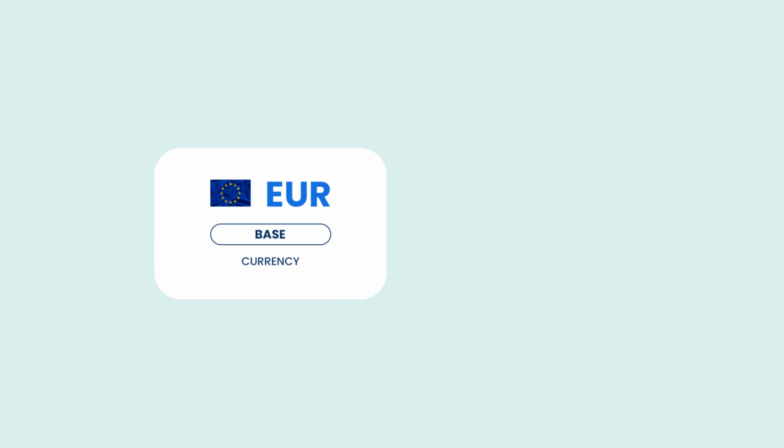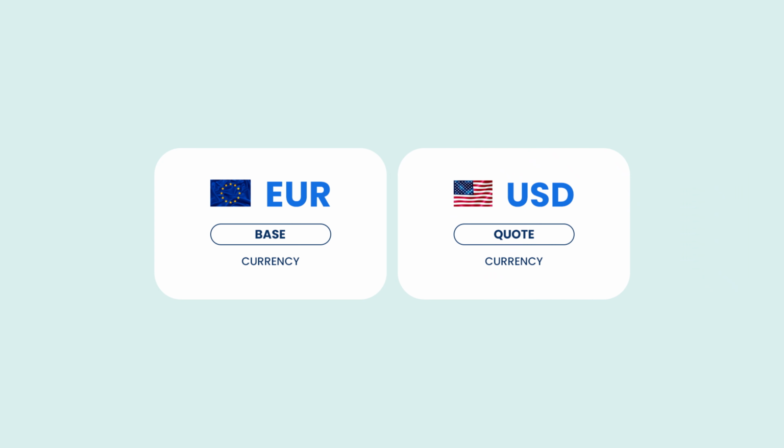The first currency in a pair is called the base currency, and the second is the quote currency. The price of the pair tells you how much of the quote currency is needed to buy 1 unit of the base currency. For example, if EUR/USD is trading at 1.20, it means that 1 euro is worth 1.20 US dollars.